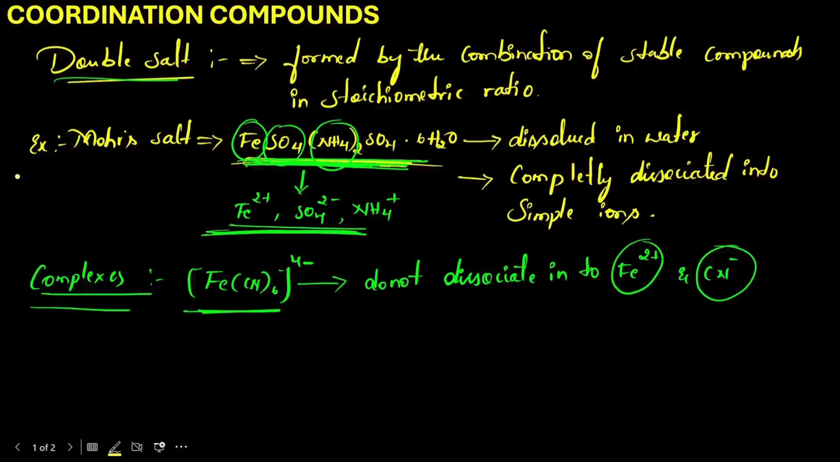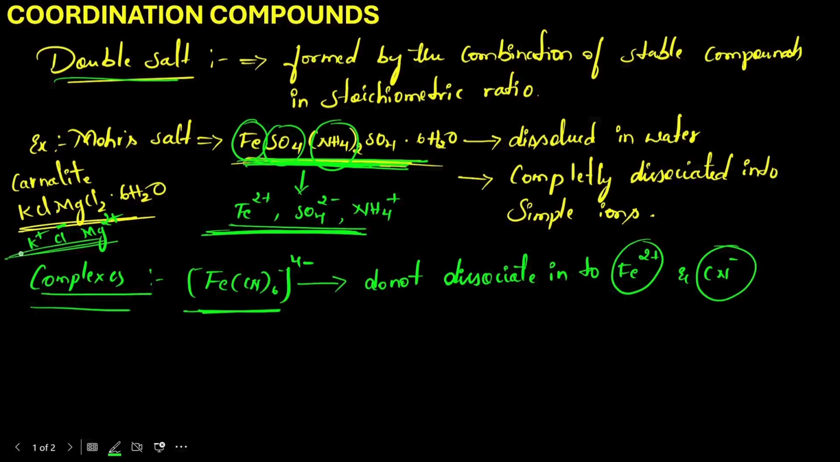We will take one more example, that is carnallite. The molecular formula of carnallite is KCl·MgCl2·6H2O. When this is dissolved in water, it gives K+, Cl-, and Mg2+. That means here this double salt is completely dissociated into simple ions.